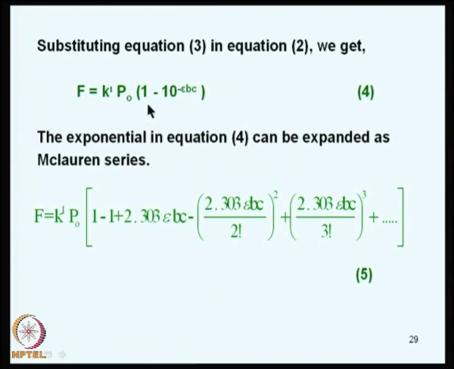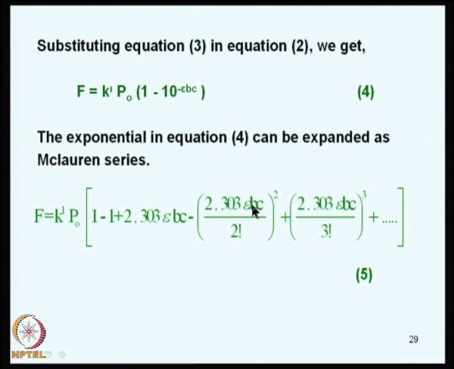We can expand it, and while converting it into natural logarithms, 2.303 is a factor that emerges. Then the 1 and 1 in the expansion terms cancel. What we have is 2.303 epsilon bc and all other terms. Now, if the fluorescence quantities are very low, then the square terms and the cubic terms can be neglected.